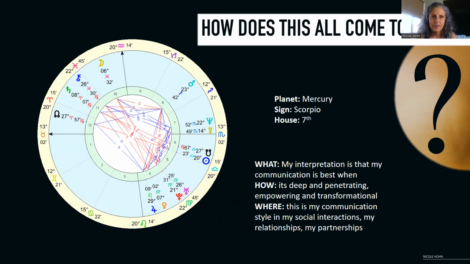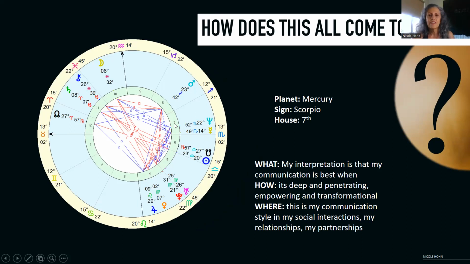So let's have a look at my chart. We're going to take a look at my 7th house. I have two planets in my 7th house, but we're going to have a look at Mercury here. That's the symbol for Mercury. It's in the sign of Scorpio. You can see it's at 14 degrees and it's in my 7th house.